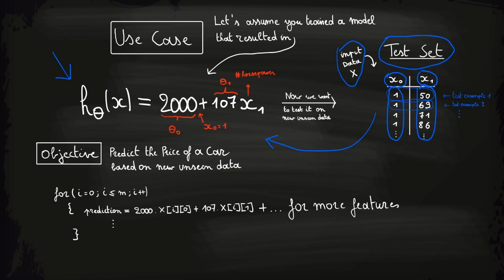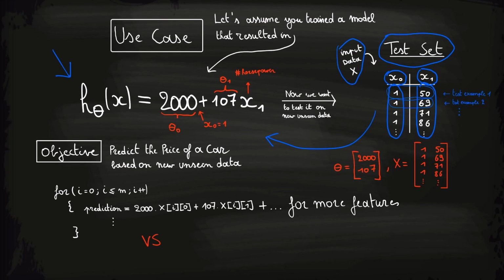Now this is where vector matrix multiplication comes into play. We can just make a vector of theta and a matrix of all input data like this. Now this matrix contains in each row a different test example and in each column a different feature. With the first column being x subscript 0, which is always equal to 1, and in the second column we got x subscript 1, which is the amount of horsepower.